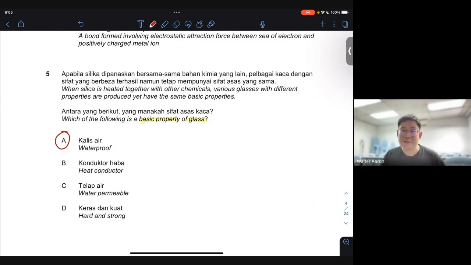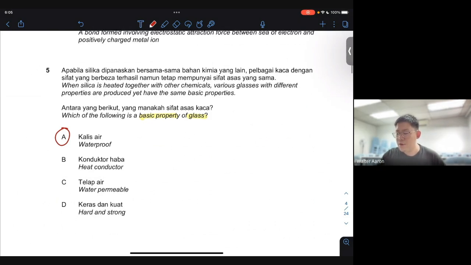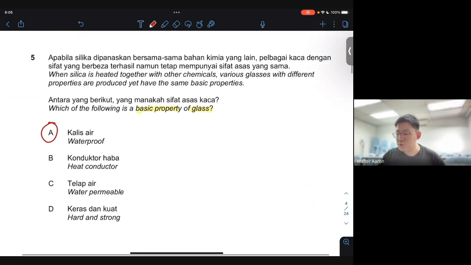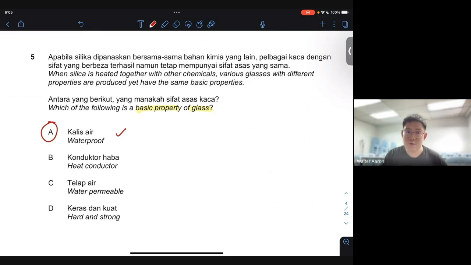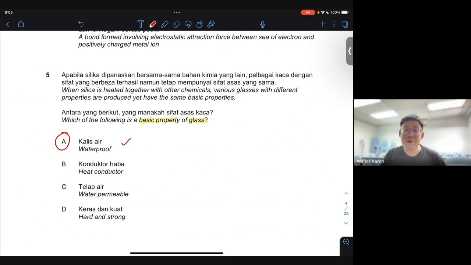Not all glasses are heat conductors, which means basically all of them are heat insulators in a way. They're also not water permeable, and they're not hard and strong. They could be hard, but they're brittle, right? That's why glass breaks quite easily. So B, C, and D don't explain properties of glass. Only A can be used as a definitive answer for glass itself. So the answer for number 5 will be A.